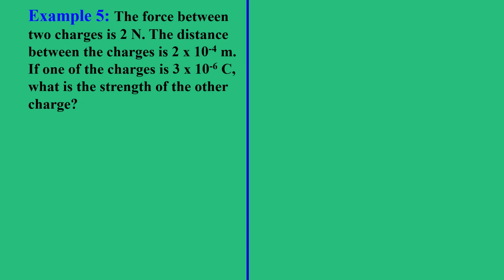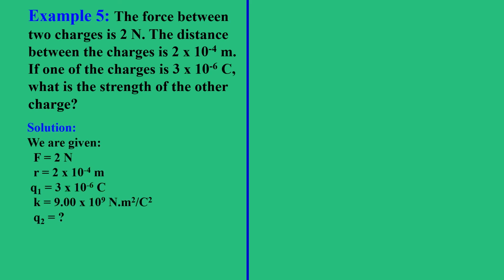Example number 5. The force between two charges is 2 newtons. The distance between the charges is 2 times 10 to the minus 4 meter. If one of the charges is 3 times 10 to the minus 6 Coulomb, what is the strength of the other charge? So in this case, we are required to find Q sub 2.